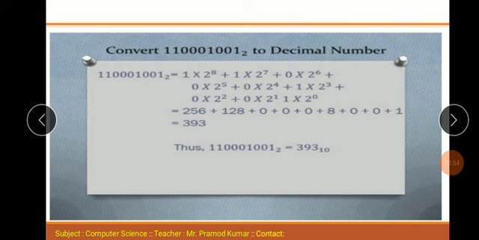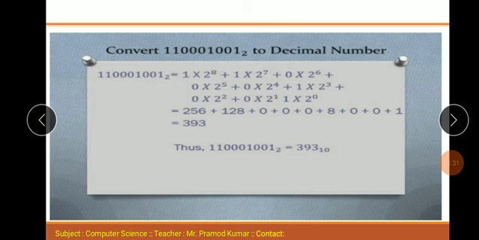So here is the question: convert 1 1 0 0 1 0 0 1 to a decimal number. So start here. Starting from the last: 1 into 2 to the power 0, 0 into 2 to the power 1, 0 into 2 to the power 2, 1 into 2 to the power 3, 0 into 2 to the power 4, 0 into 2 to the power 5, 0 into 2 to the power 6, 1 into 2 to the power 7 and 1 into 2 to the power 8.